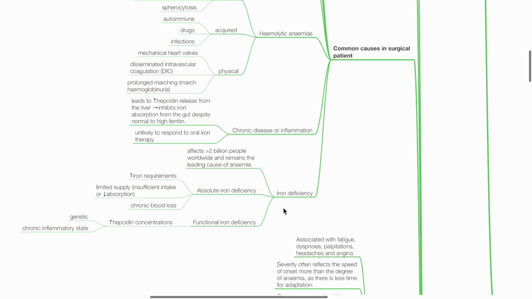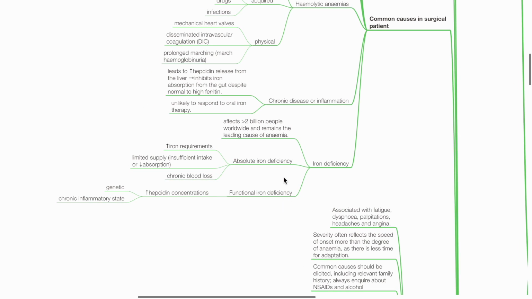Iron deficiency affects more than 2 billion people worldwide and remains the leading cause of anemia. Absolute iron deficiency may be due to increased iron requirements, limited supply such as reduced intake or absorption, and chronic blood loss. Functional iron deficiency may be due to increased hepcidin concentrations, such as due to genetic cause or chronic inflammation.